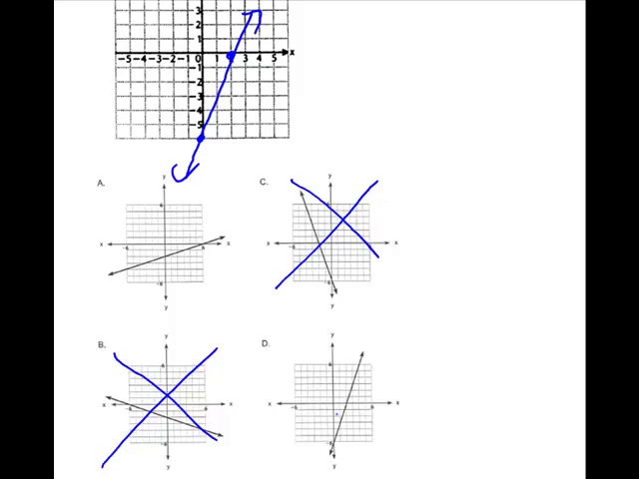The next thing I would look for is the intercepts. 0, negative 6, and D has 0, negative 6. So D is going to be the correct choice.